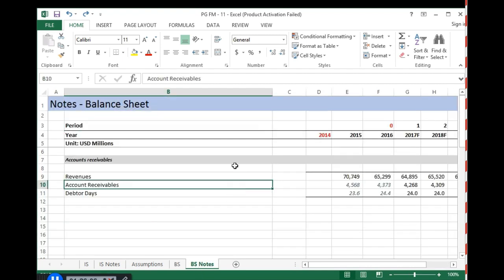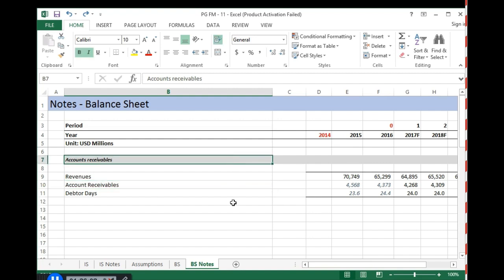So I have the balance sheet. How do we forecast account receivable? Remember, for forecasting account receivables, you need to know receivable days or debtor days. Based on the debtor days, you forecast future account receivable. Now the question is, what are debtor days?